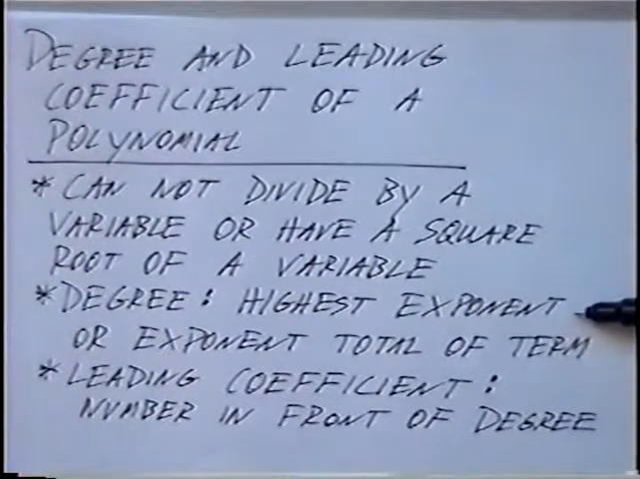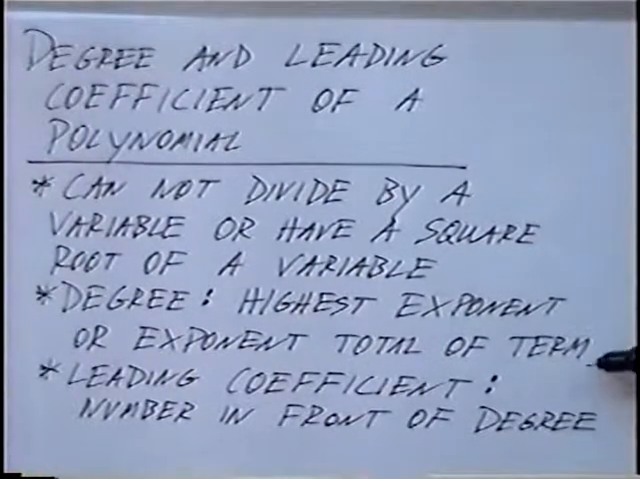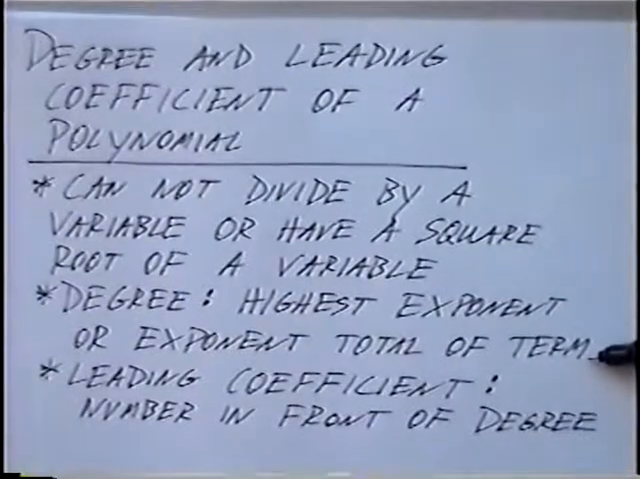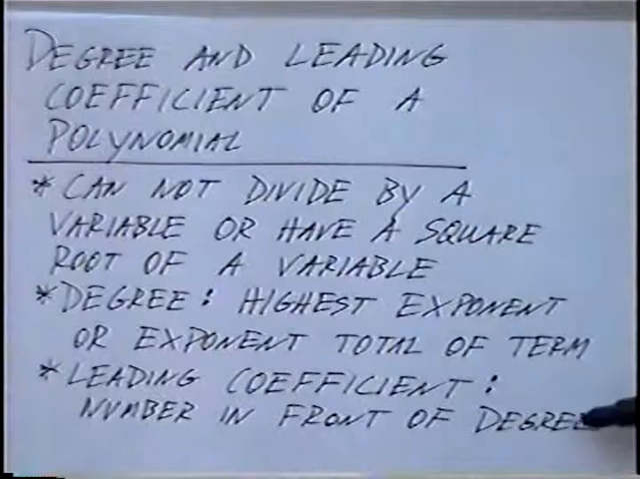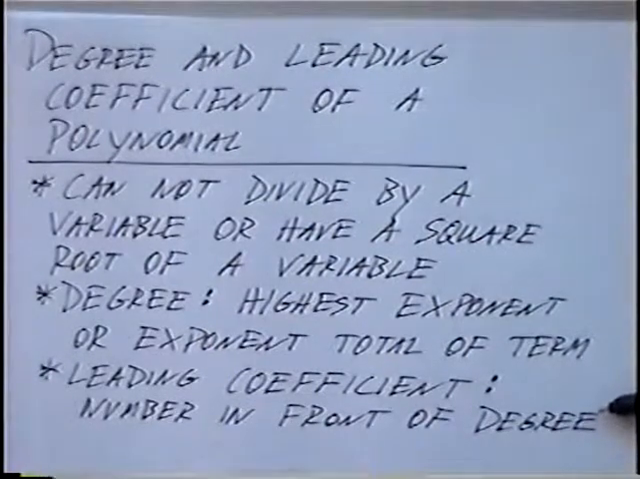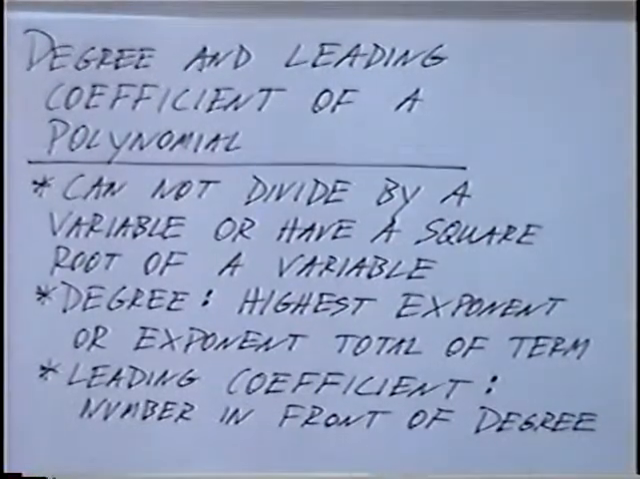Degree is the highest exponent if you have a single variable, or the exponent total of a term if you have multiple variables, which is the sum of the exponents. And the leading coefficient is the coefficient or number in front of the degree.